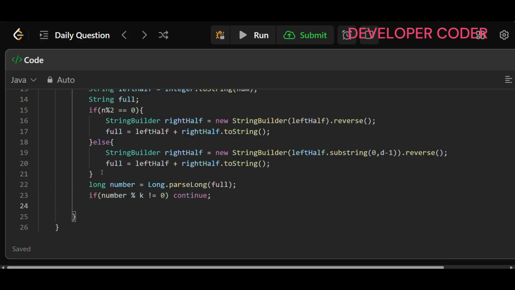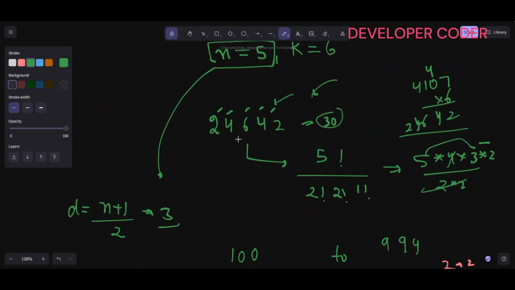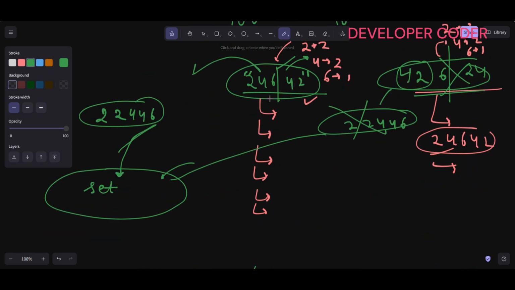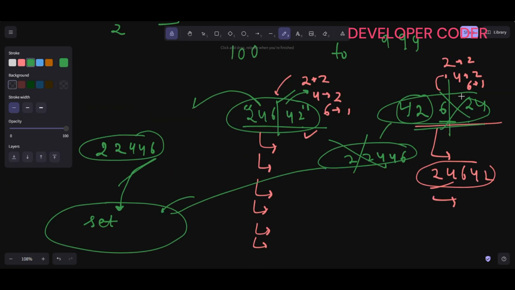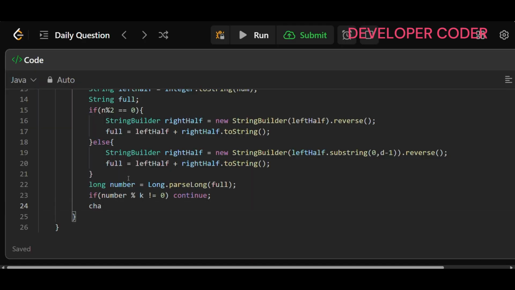Otherwise, if that is not the case, then you have to sort the characters. We already know why we are sorting the characters. I have explained that using this example: 2 4 6 6 4 2 and 4 2 6 4 2. We are getting duplicates, right? Here also same number of elements. I will explain this part as well. That's why we are doing the sorting. I hope that you guys are clear until now, right?